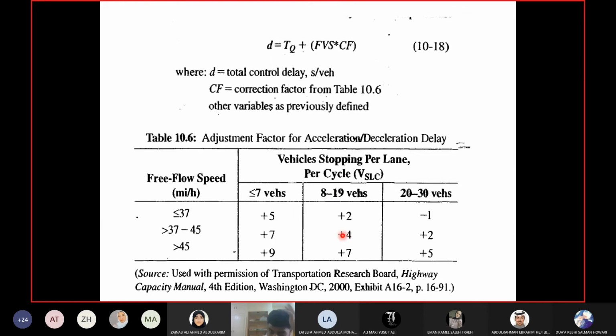After you get the values, you calculate the control delay, total delay. So you have time in Q delay plus these things. Time in Q delay is the time when you were stopped or in the queue. And what is this multiplication giving? It is giving you the time wasted during acceleration and deceleration. Remember I told you control delay is Q plus acceleration and deceleration. So this FVS into CF is giving you the delay caused because of acceleration and deceleration.